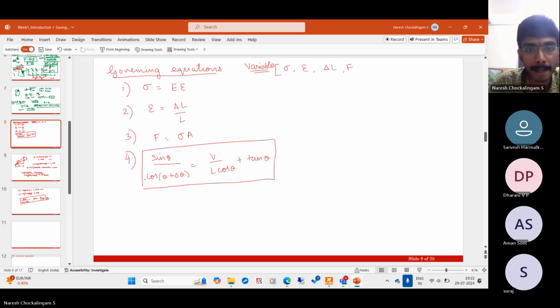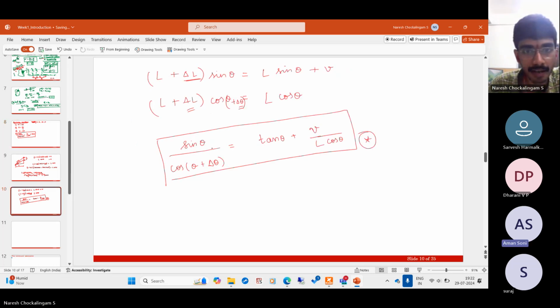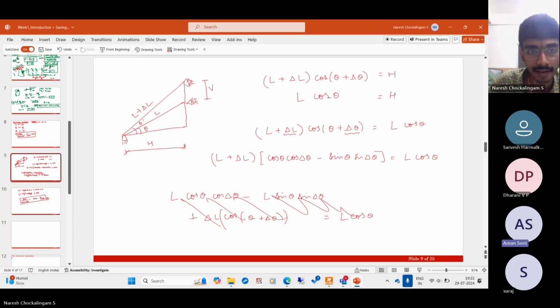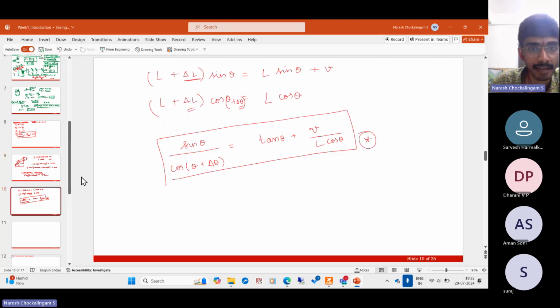Is this okay? Yes. In the numerator, you have considered the sine theta. Is it correct, or should it be sine theta plus delta theta? Yeah, you're right. That's perfect. It should be sine theta plus delta theta. I made a mistake here. So L plus delta L is fine. And here it should be sine theta plus delta theta. You're right. Yeah, that's what was fishy here.